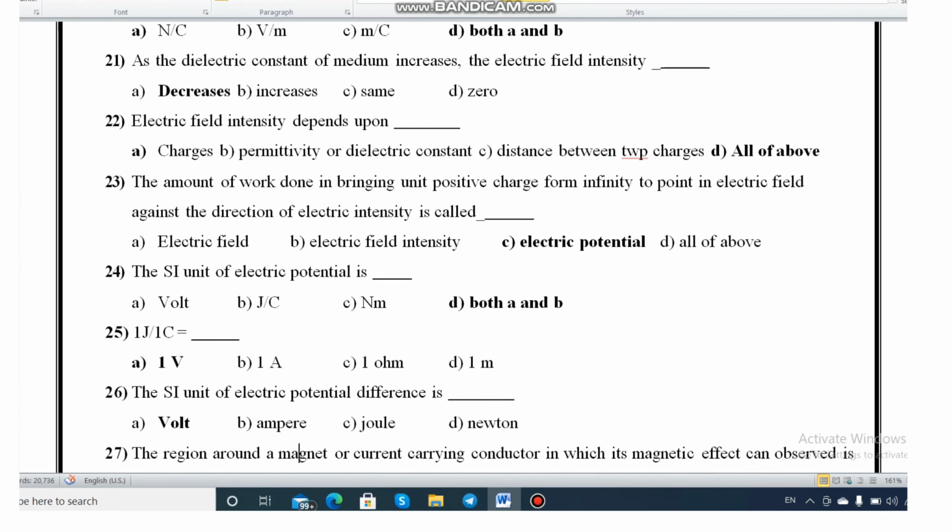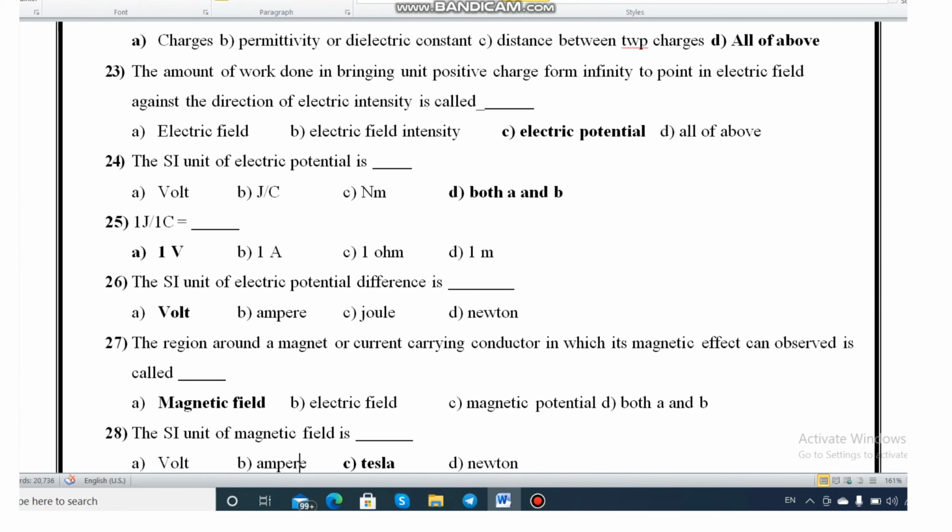Question number 23. The amount of work done in bringing unit positive charge from infinity to a point in electric field against the direction of electric intensity is called electric potential. The SI unit of electric potential is volt and joule per coulomb. 1 joule per 1 coulomb is equal to 1 volt. The SI unit of electric potential difference is volt.